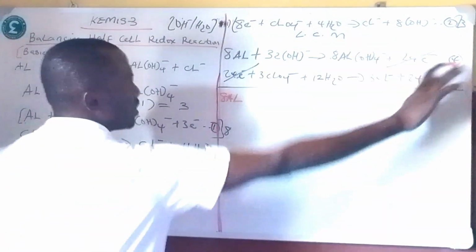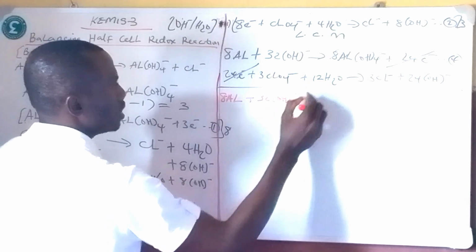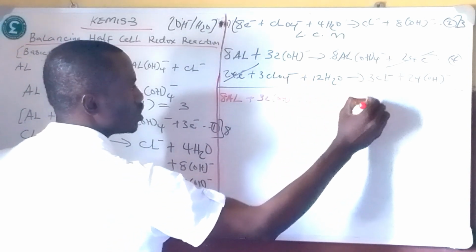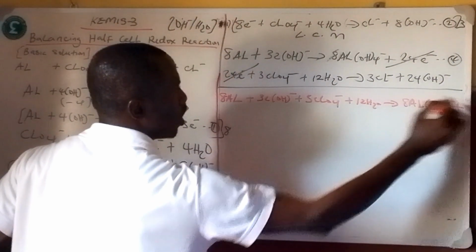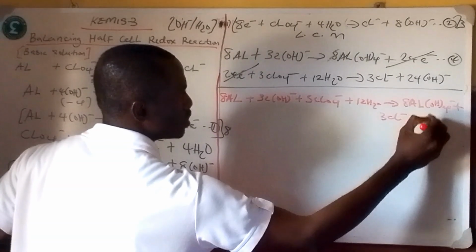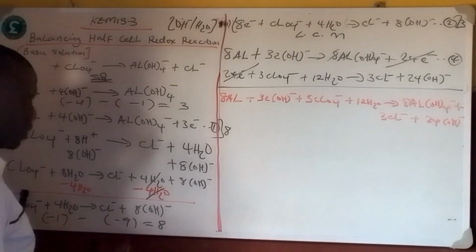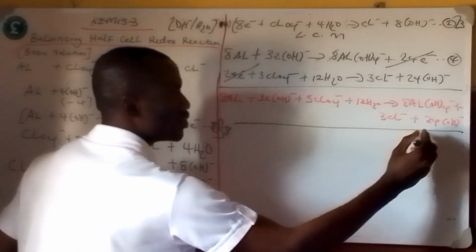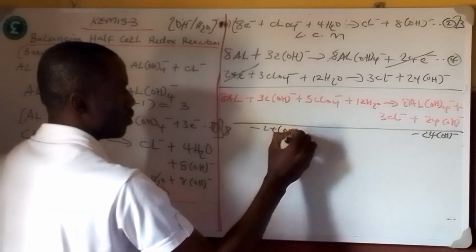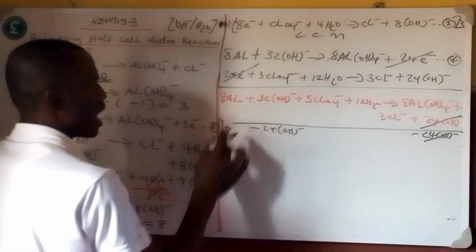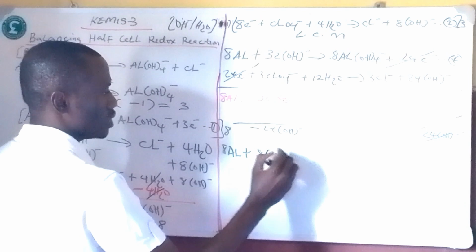So my new equation, let me use the red ink, will become: what I see on this side, I write, and what I see on that side, I write. 8 aluminium plus 32 hydroxyl plus 3 perchlorate plus 12 H2O will give me 8 aluminium hydroxide plus 3 chlorine plus 24 hydroxyl. Now I have hydroxyl on both sides, so I can reduce my equation by subtracting 24 hydroxyl from both sides. The hydroxyl will cancel, and 32 minus 24 leaves 8 hydroxyl.